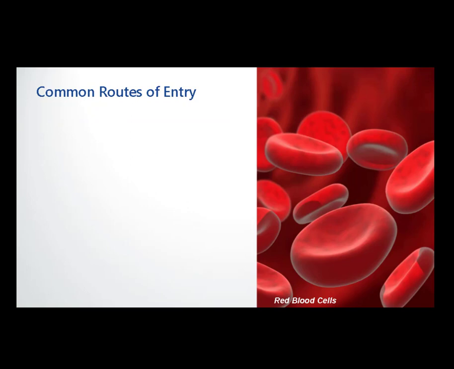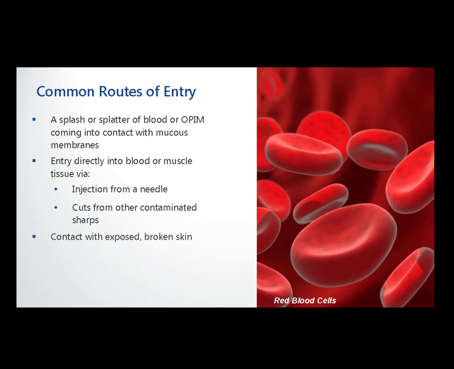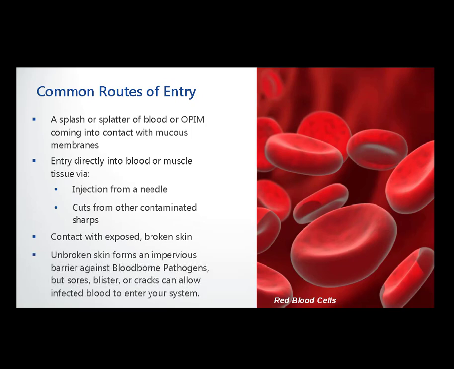Common routes for bloodborne pathogen entry include a splash or splatter of human blood, or OPIM, coming into contact with mucous membranes, such as the eyes, nose, or mouth. Entry directly into blood or muscle tissue via an injection from a needle or cuts from other contaminated sharps, such as scalpels or broken glass. Contact with exposed, broken skin. Unbroken skin forms an impervious barrier against bloodborne pathogens, but sores, cuts, scratches, abrasions, acne, blisters, or other cracks can allow infected blood to enter your system.